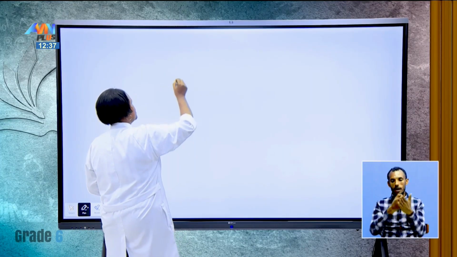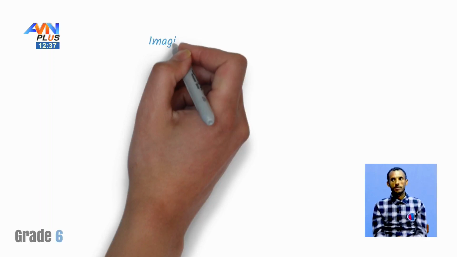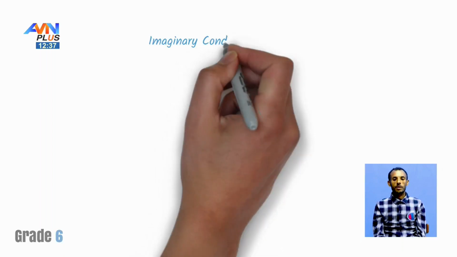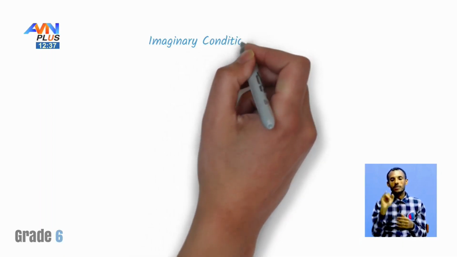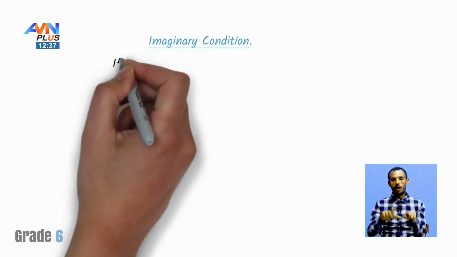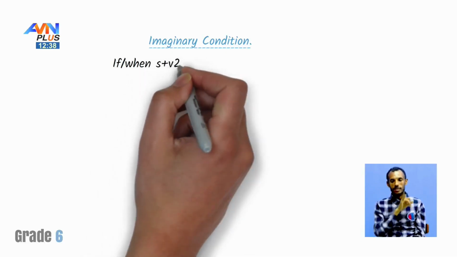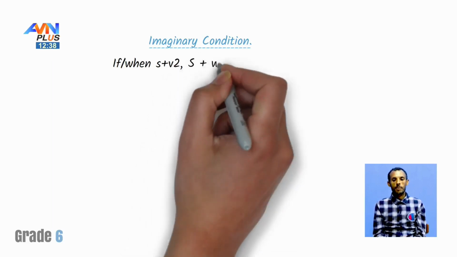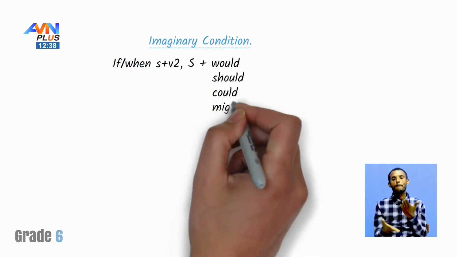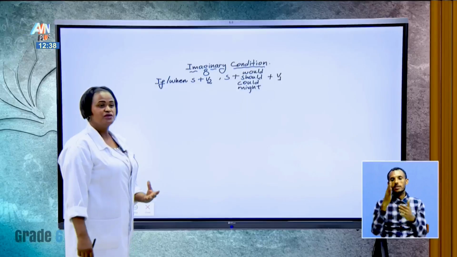All right, let me write the form first here. Conditional sentence type 2, or as I told you, imaginary condition. All right. Then, as I told you, our form, it is what? If, or when, then subject plus verb 2. The main verb, subject plus would, should, could, or might, plus the base verb or verb 1. Okay, let us see now some examples in this form, all right?